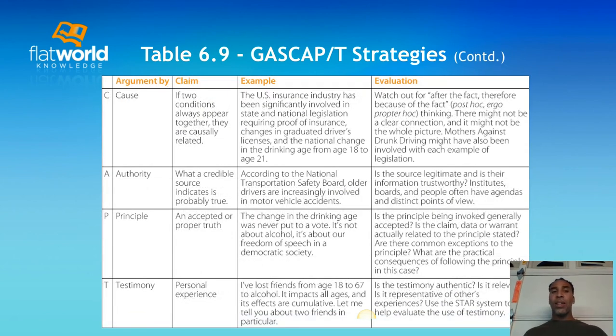So same thing with these: argument by, and it tells you this is the type of argument, this is a claim, these are the examples, and this is the evaluation, right? Argument by principle, an accepted or proper truth. We know that's the truth. The change in drinking age was never put to a vote. It's not about alcohol. It's about our freedom of speech in a democratic society, right? And then you have your evaluation of the statement. So you go through each one of those.